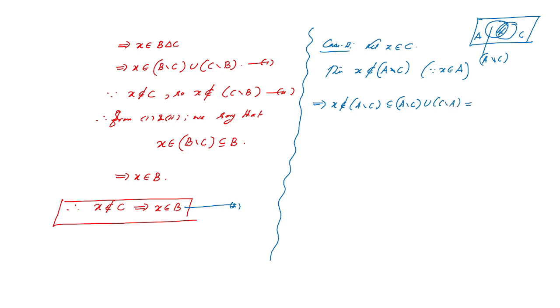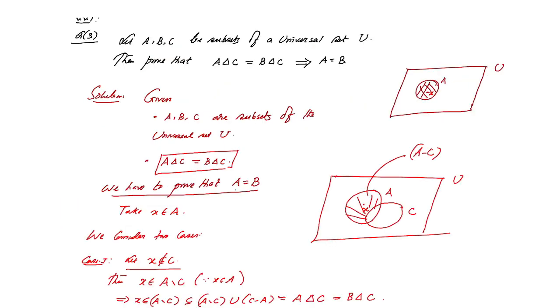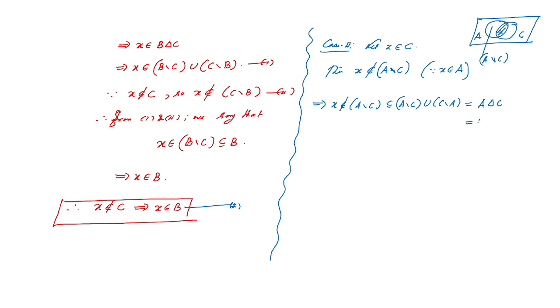And this is basically the definition of the symmetric difference. The symmetric difference of A and C is given here as equal to the symmetric difference of B and C. This is exactly given. So that means what we get here? X does not belong to the symmetric difference of B and C.